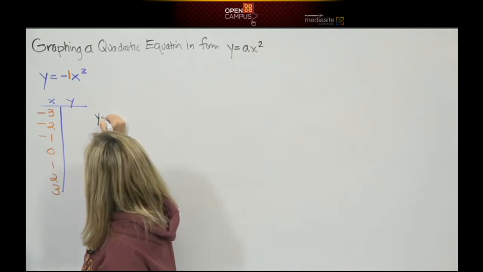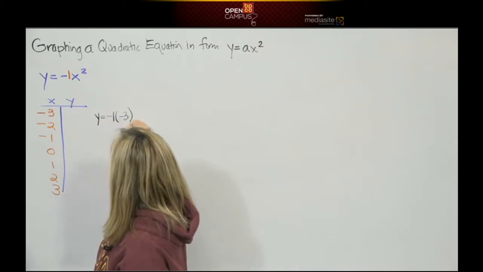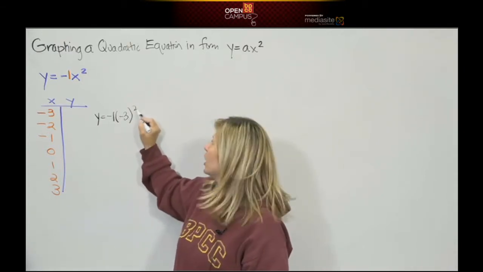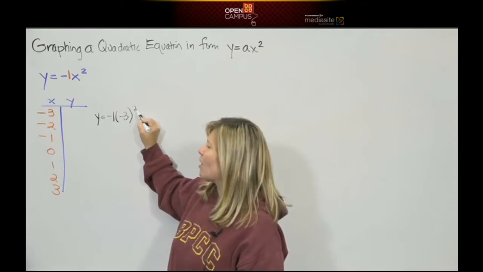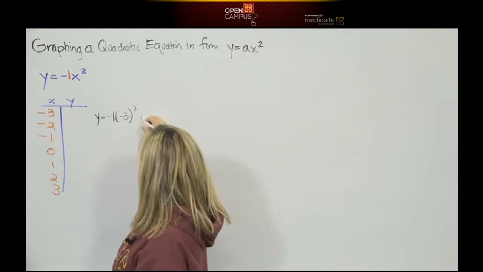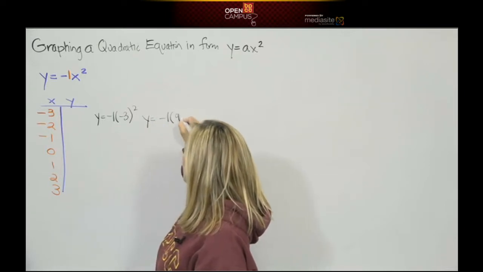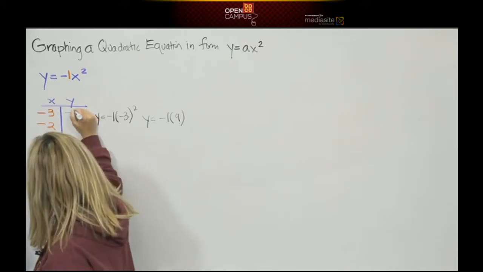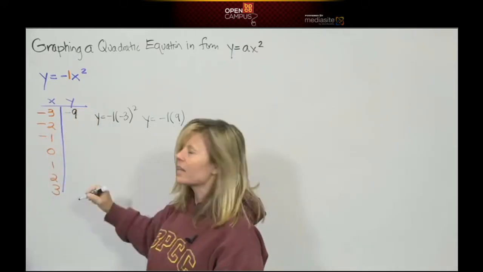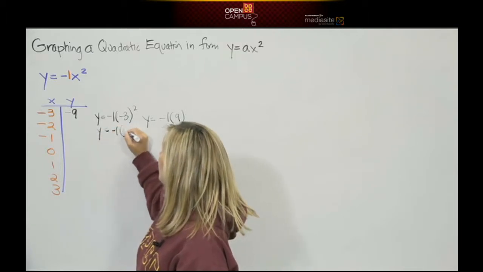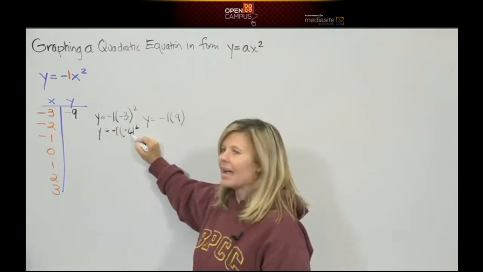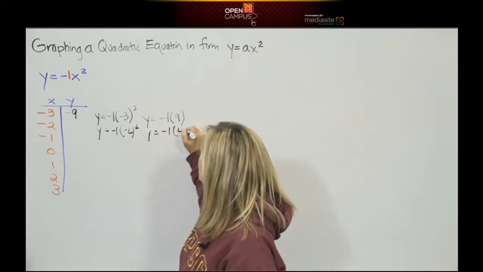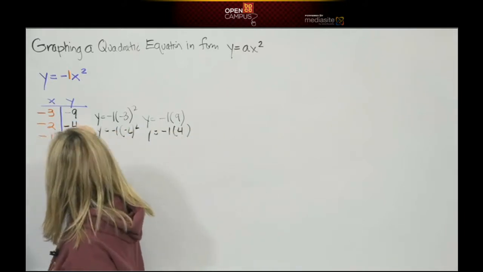I'm going to write y equals negative 1 times negative 3 squared. You do not multiply first, you square first. If I take negative 3 and square it, I'll get a positive 9. So now this is y equals negative 1 times 9. A negative times a positive is a negative, so we get negative 9. I'm going to do the same thing with negative 2. y equals negative 1 times negative 2 squared. Negative 2 squared is 4. And now I have negative 1 times 4, which I know is negative 4.